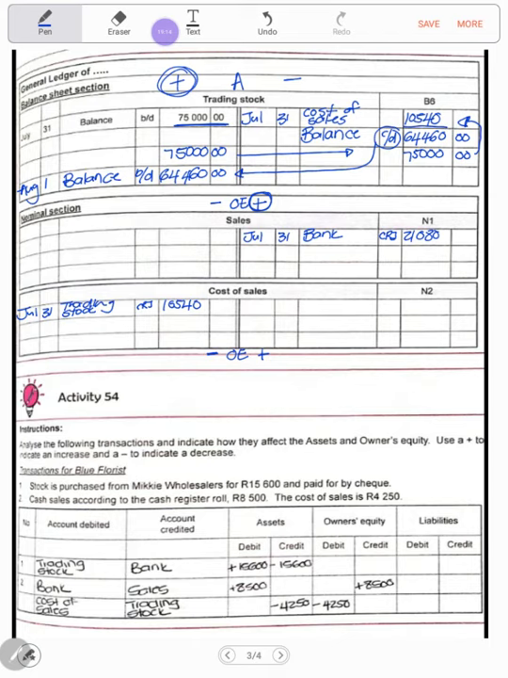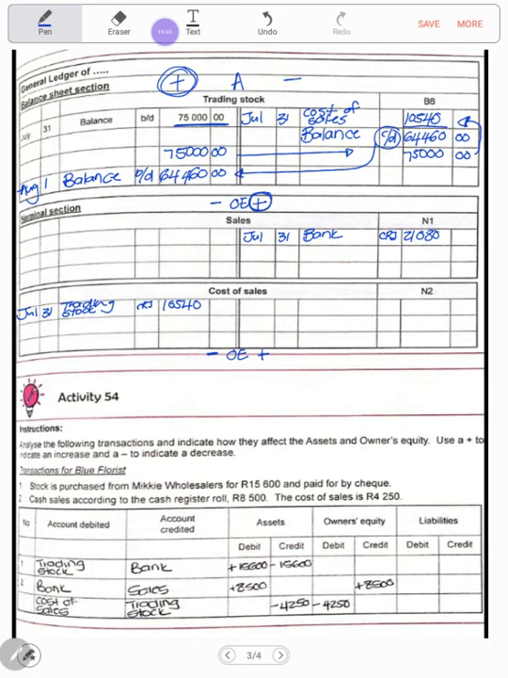Alright, grade 8s, any questions with regards to activity 53? Please let me know via email. I am now going to be moving on to activity 54. We needed to analyze the following transactions and indicate how they affect the assets and owner's equity. Use a plus to indicate an increase and a minus to indicate a decrease.